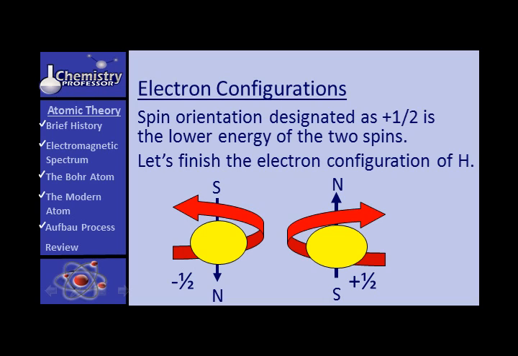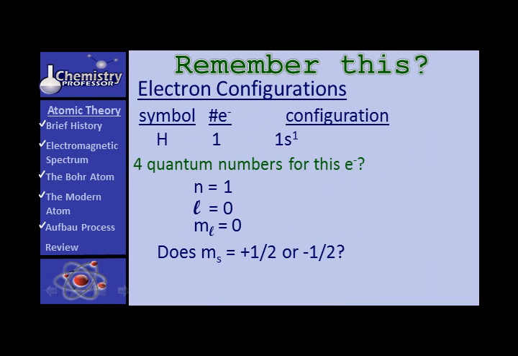Well, let's finish the electron configuration of hydrogen. We're talking about the 4 quantum numbers for this electron. And we've determined that n is 1, and l is 0, and m sub l is 0. The question we were asking was, does m sub s equal +1/2 or -1/2? And now we know that m sub s is +1/2. Now I want you to notice how we designate that. Look up here. Do you see this arrow right here? Yes. We use an arrow up to indicate a spin of +1/2 and an arrow pointed down to indicate a spin of -1/2.